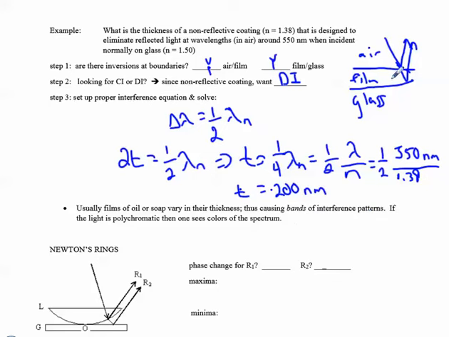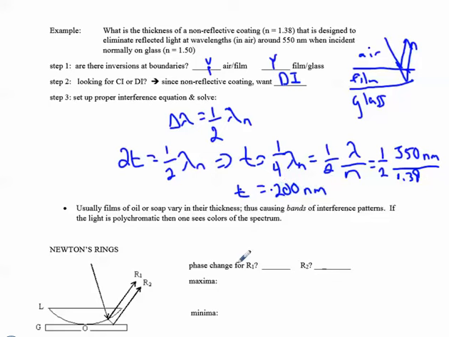So once again, if we coat this glass with a 200 nanometer film, when the monochromatic light comes in and hits it and then comes back out, it will have traveled twice the thickness of the film, and since there have been two inversions, we want them to be 1/2 a wavelength out of phase with one another, and we get 200 nanometers.